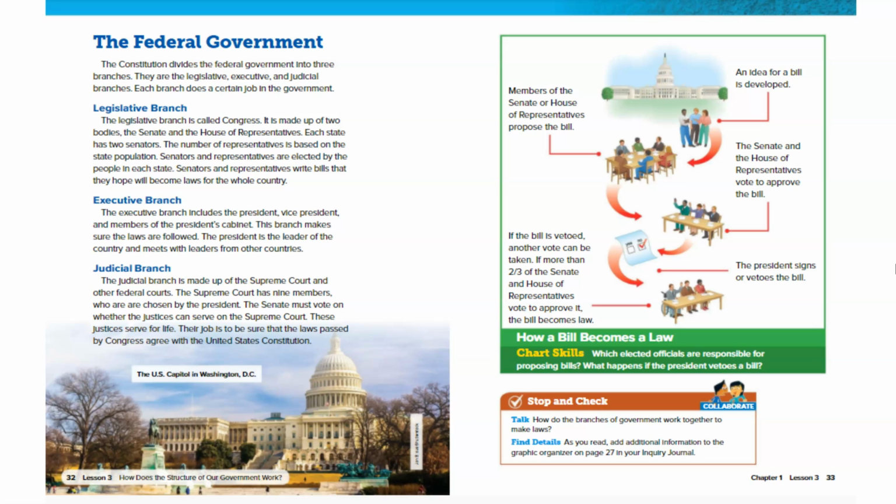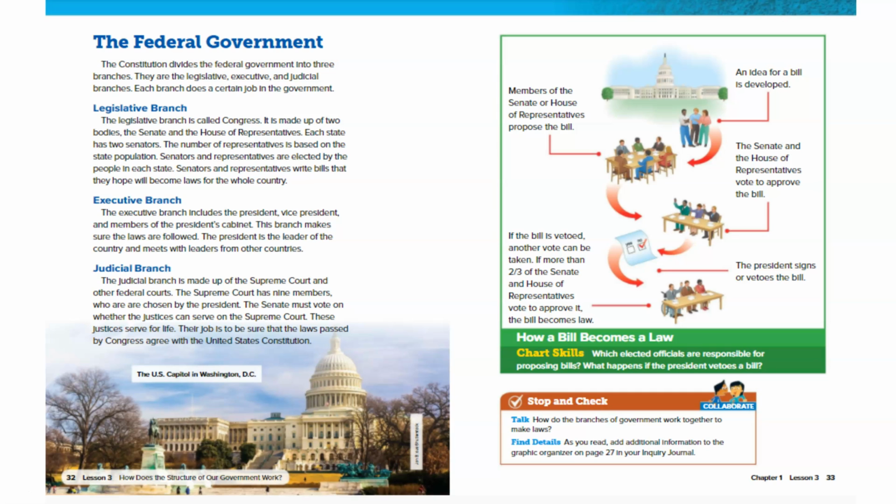Since we were just speaking about the president, let's focus on the executive branch. The executive branch includes the president, vice president, and members of the president's cabinet. This branch makes sure the laws are followed. The president is the leader of the country and meets with leaders from other countries.